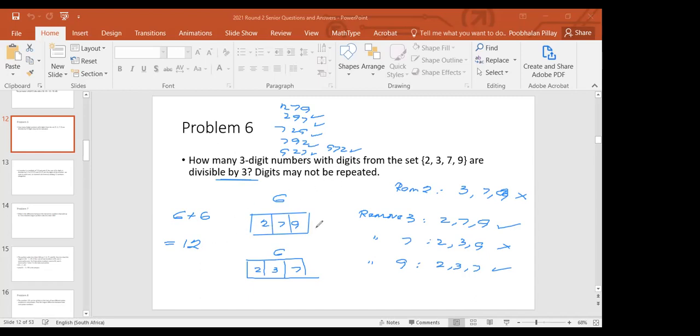Digits need not be repeated. So you say that digits need not be repeated. That can come in an argument like this. You say the first digit can be chosen in 3 ways.